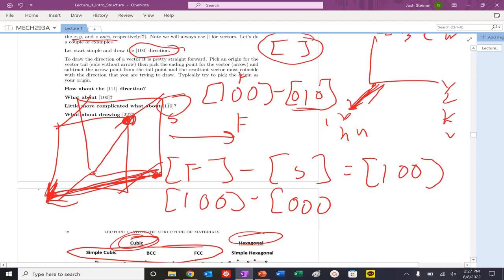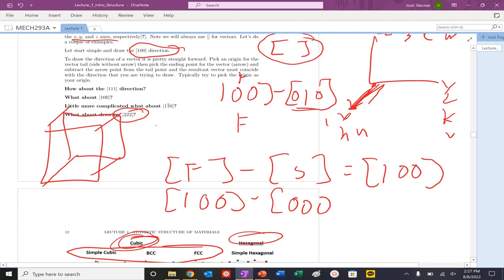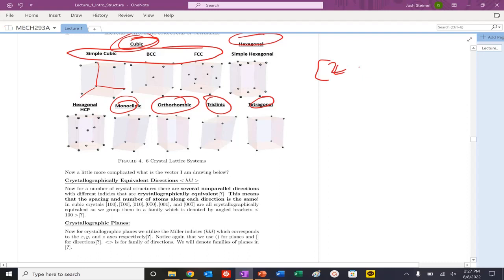What about 222? That's a little bit more complicated. I need to keep it within my same unit cell. So one of the things I can do, I want to do a half, a half, a half. Actually, we could draw that a little bit later, but let's do 222. How are we going to do 222? Well, let's check it out. Actually, I could reduce that. That's just basically 111, and you could extend it out of the cell. But I can do just a half, a half, a half. I don't want to do the 222 direction.